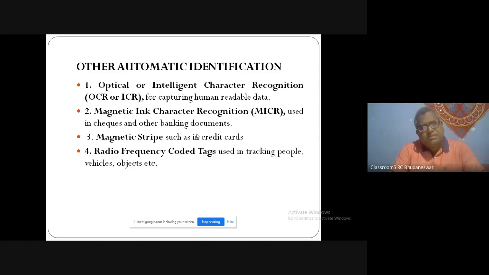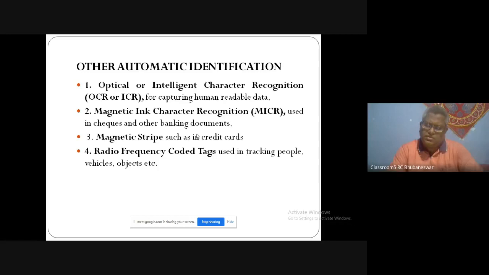If you talk about the barcode, there are other types of codes like OCR and ICR, optical or intelligent character recognition. Magnetic MICR, magnetic ink character recognition, is also there. If you see a checkbook or your banking document, some MICR code is there. A magnetic stripe is also there. On the backside of your debit card and credit card, there is a magnetic tape.